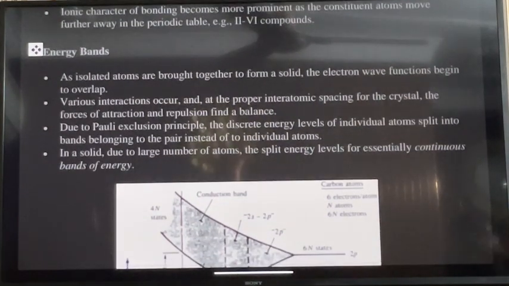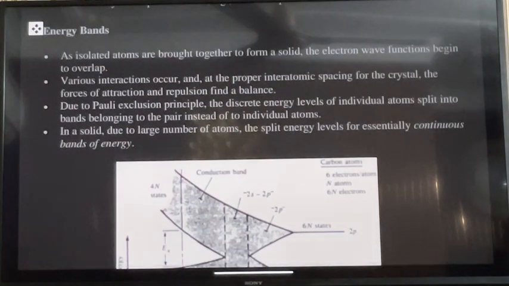Now when isolated atoms are brought together to form a solid, the electron wave functions start to overlap. After the wave functions initially overlap, they settle down at a proper interatomic spacing where the attraction and repulsion forces are balanced. And due to this, the initial discrete energy levels start to split, and multiple energy bands are found.